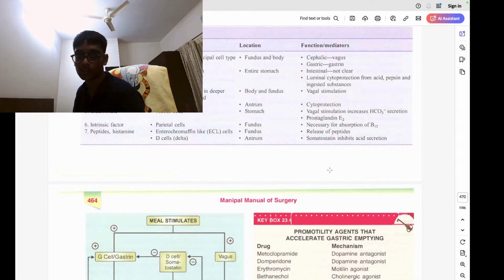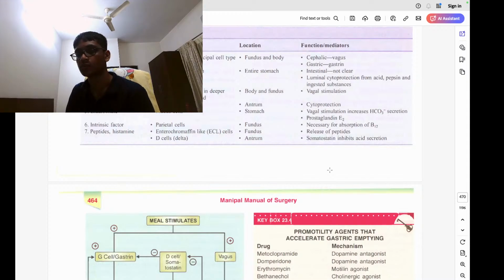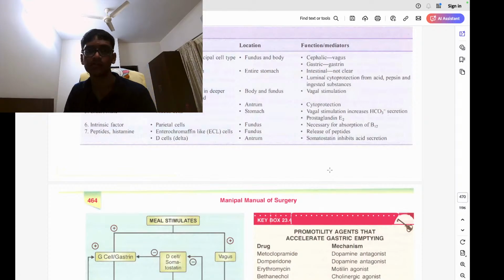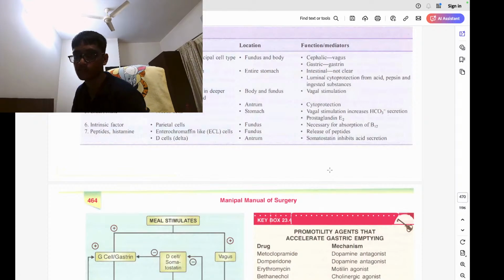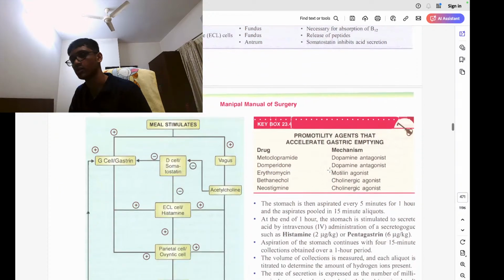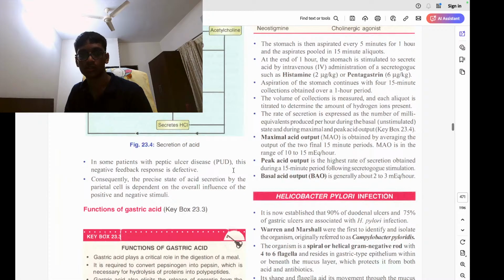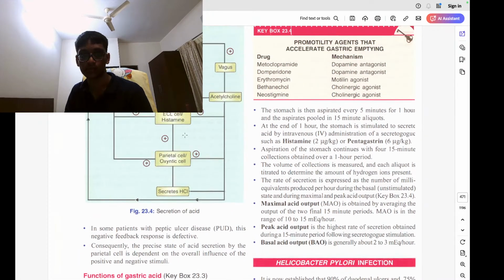Intrinsic factor is released by parietal cells in the fundus. It is necessary for absorption of B12. Then peptides: histamine from ECL cells, and somatostatin from D cells. Delta cells are located in the fundus and antrum respectively. Somatostatin inhibits acid secretion. In some patients with peptic ulcer disease, this negative feedback response is ineffective.